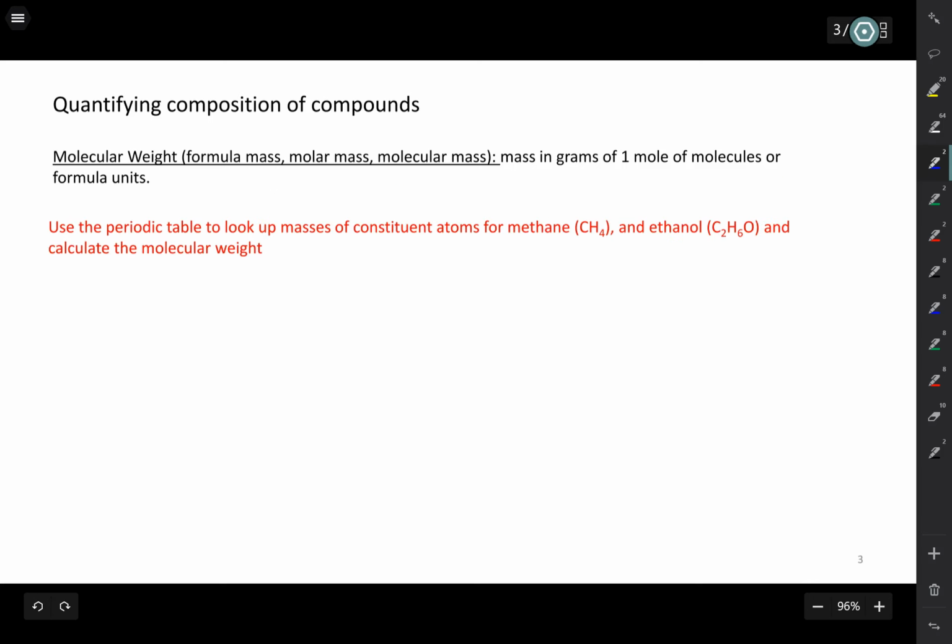Now you try. Use the periodic table to look up the masses of the constituent atoms for methane. Methane is CH4. And ethanol. Ethanol's molecular formula is C2H6O. And then calculate the molecular weight.